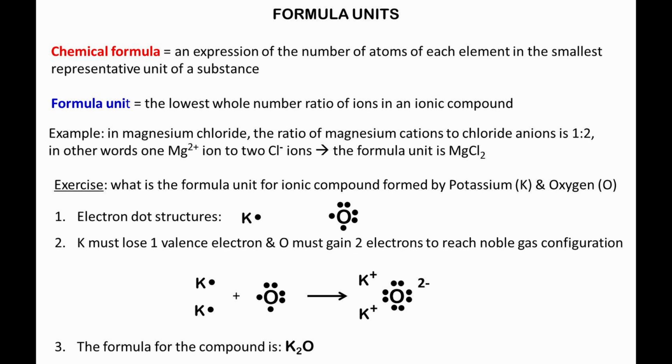Let's do an exercise. What is the formula unit for the ionic compound formed by potassium and oxygen? First, write the electron dot structures for the potassium and oxygen atoms. Clearly, potassium must lose one valence electron, and oxygen must gain 2 electrons to reach a noble gas configuration. So, the ratio will be 2 potassium ions per oxygen ion. The chemical formula for the ionic compound is written below.